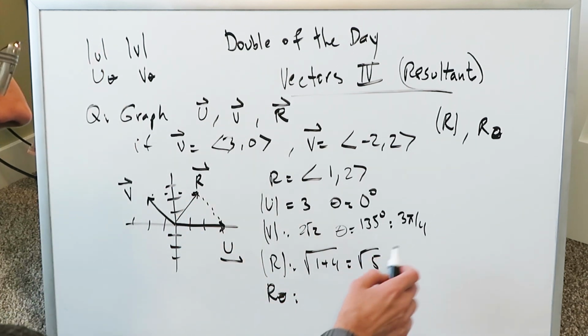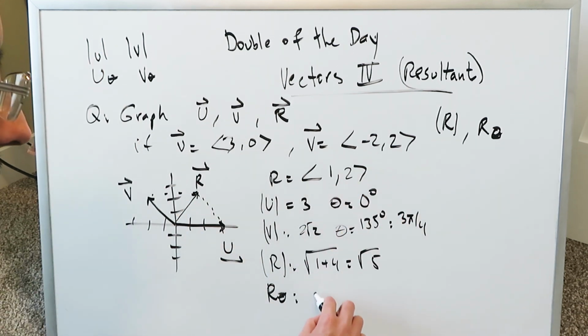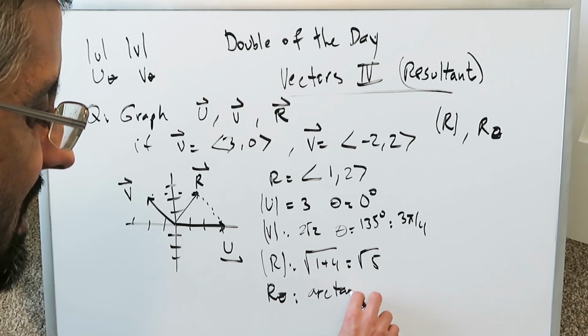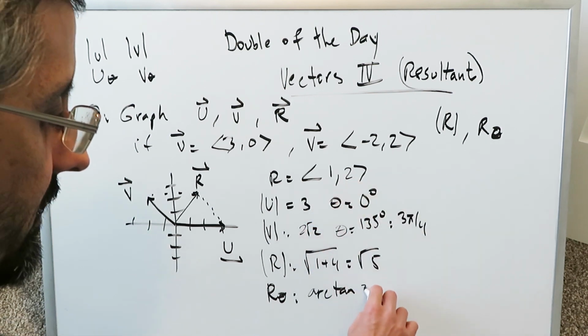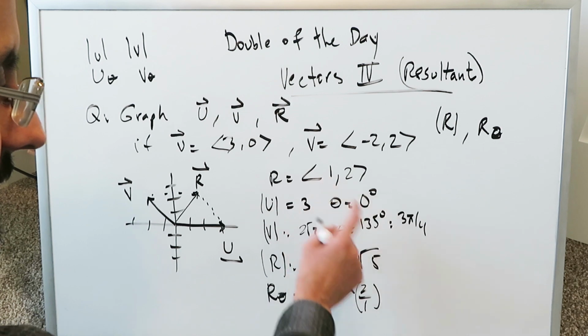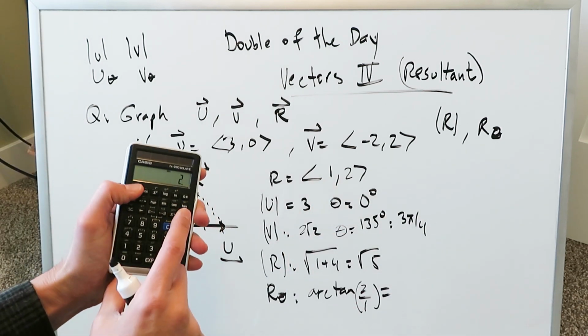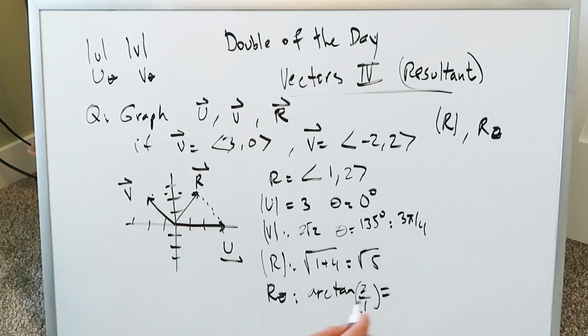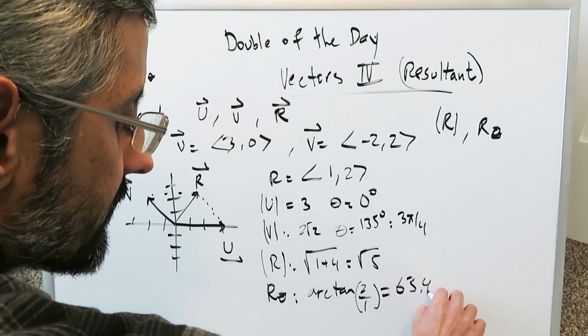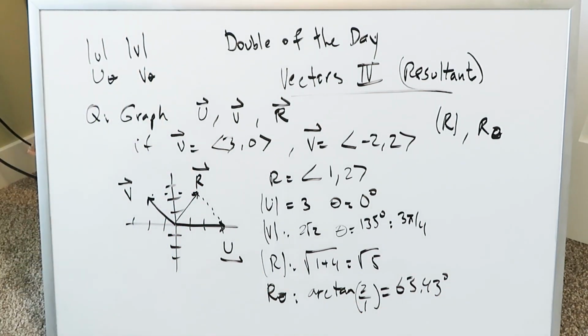But you don't have to do too much thinking over here. You already have the formula. You'll do arctan of your y component or your second component divided by your first component, which is 1. You're doing arctan of 2, inverse tan of 2, and you get 63.43 degrees. 63.43 degrees. So we are done.